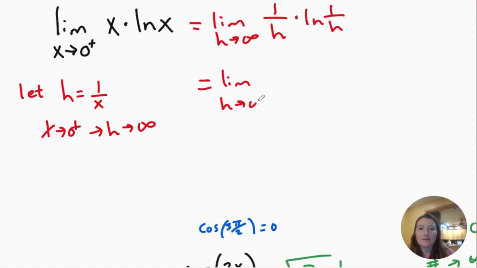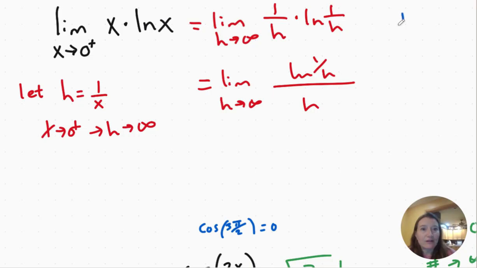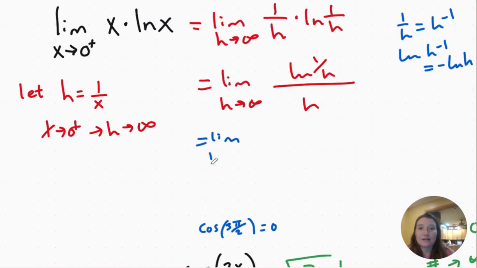And fancy, I can write this as a fraction. Woohoo! Now I'm going to get infinity over infinity again, and I'm even going to use a log law here real quick, noticing that 1 over h is like h to the negative 1, and the natural log of h to the negative 1 would be negative natural log of h. This limit could be written as the limit as h goes to infinity of negative natural log h over h.